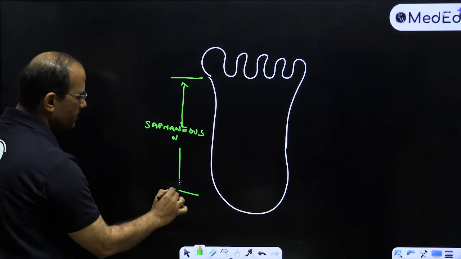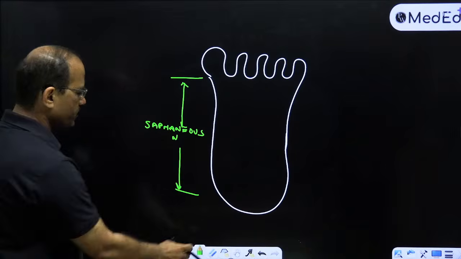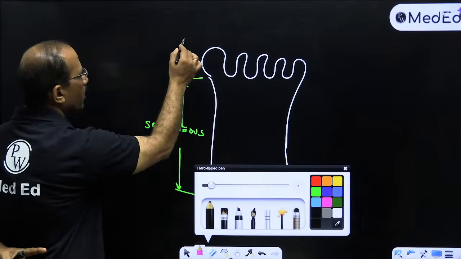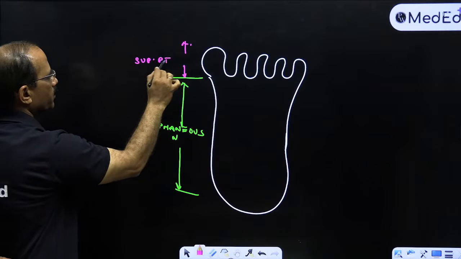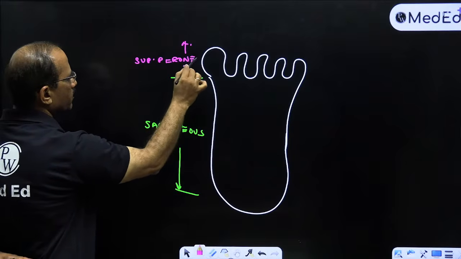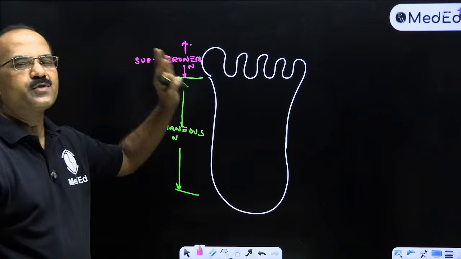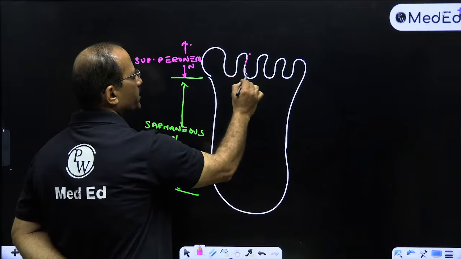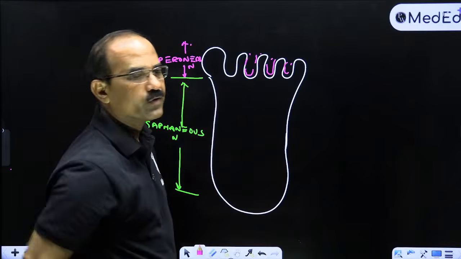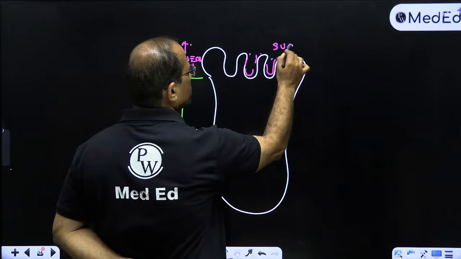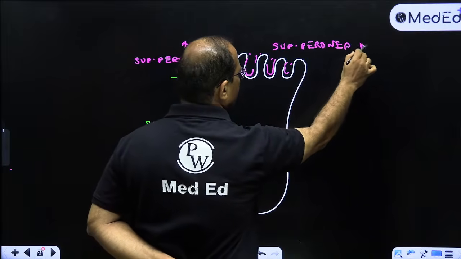Saphenous nerve. So who supplies the skin of the medial aspect of the foot up to the great toe? That's saphenous nerve. Who supplies the skin on the medial aspect of the great toe? This is the superficial peroneal nerve. All the web spaces of the foot are supplied by superficial peroneal nerve.